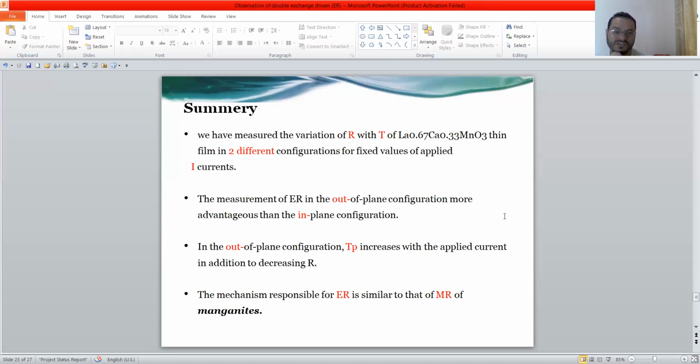The measurement of electric resistance in the out of plane configuration gives more advantages and benefits to us than the in-plane configuration. And in the out of plane configuration, the peak temperature increases with the applied current. In addition to decreasing resistance, the mechanism responsible for electric resistance is similar to that of magnetic resistance of manganite. Some similarity, like I said before, between the electric resistance mechanisms and magnetic resistance mechanisms in manganite.